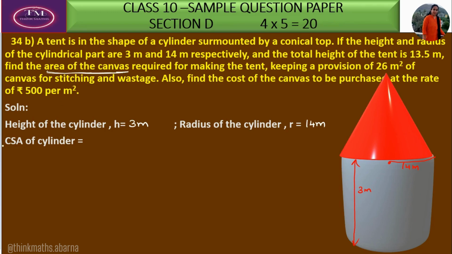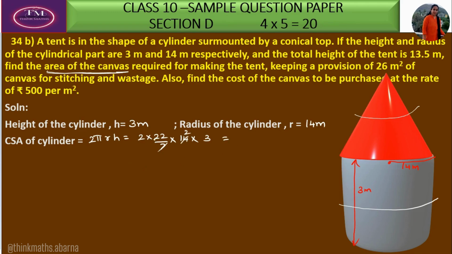To find the area of the canvas, it is nothing but the curved surface area of the cylinder plus curved surface area of the cone. The base part is hidden, so only the curved surface area of the cylinder and curved surface area of the cone. First let us find out the curved surface area of cylinder. It is nothing but 2 pi r h. So 2 into 22 by 7 into radius, which is 14, into h. H is 3. So by cancelling, 1 sevens are 7 and 2 sevens are 14.